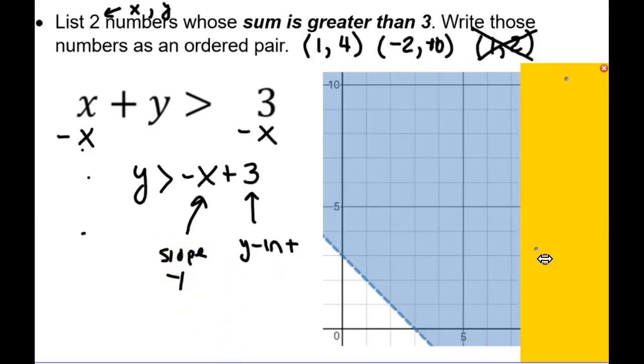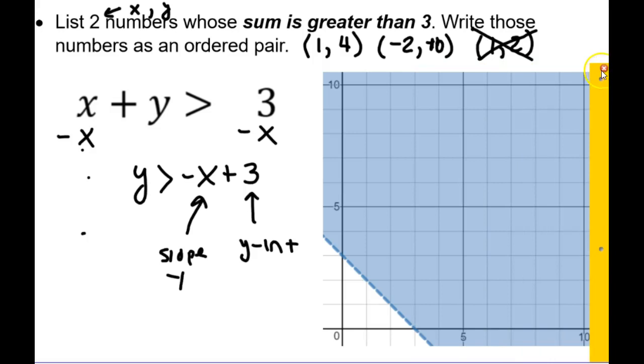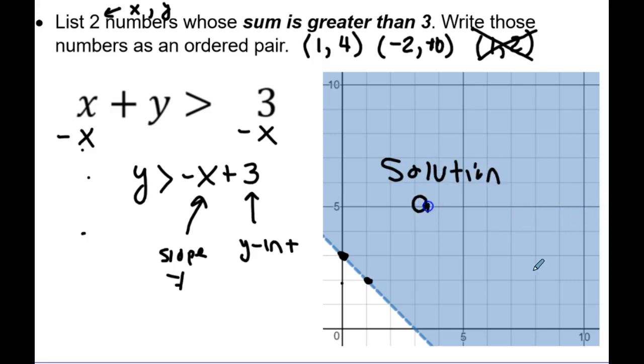And here's what that ends up looking like. So just to recap, there's my y-intercept of 3. My slope is negative 1, so I go down 1 and I go over 1. I create a dotted line, since it's greater than, it does not include the boundary line. And once again, here is that solution area that should have all the possible answers of numbers that add up to be greater than 3. Everything in this blue area is a possible solution.